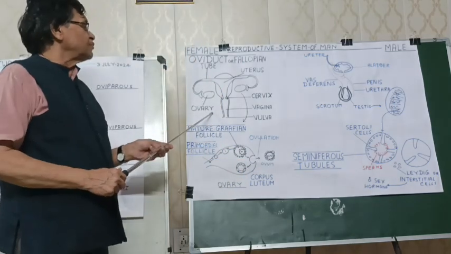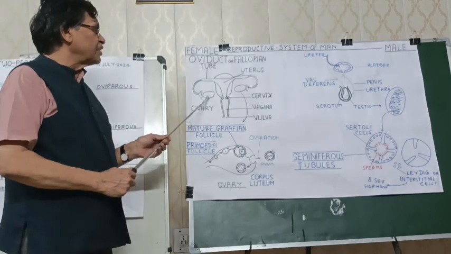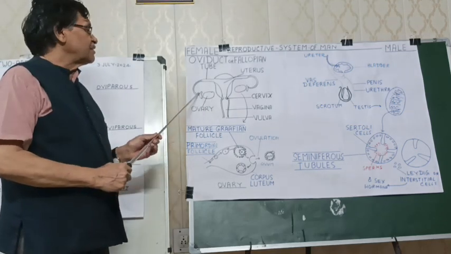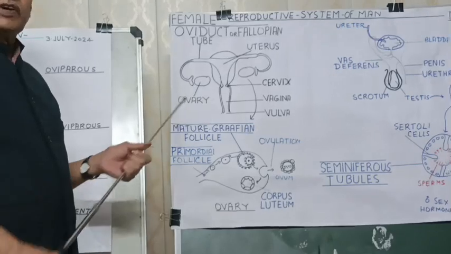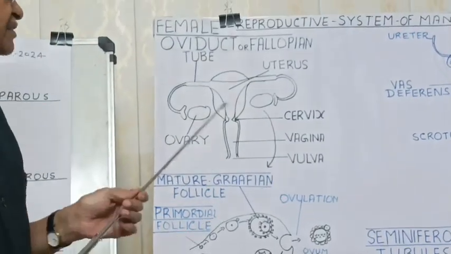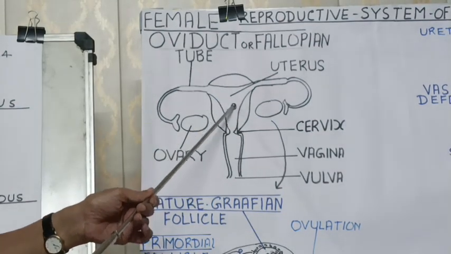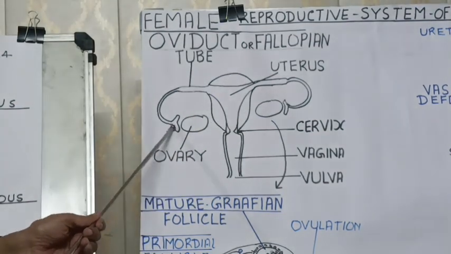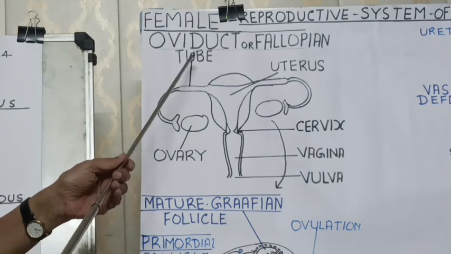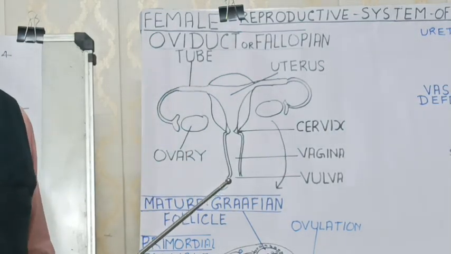For example, in the female reproductive system, there is one pair of ovaries and there is an oviduct. This oviduct is differentiated into 3 parts: a vagina, a uterus, and this part is called the fallopian tube, named after its discoverer, Fallopius.